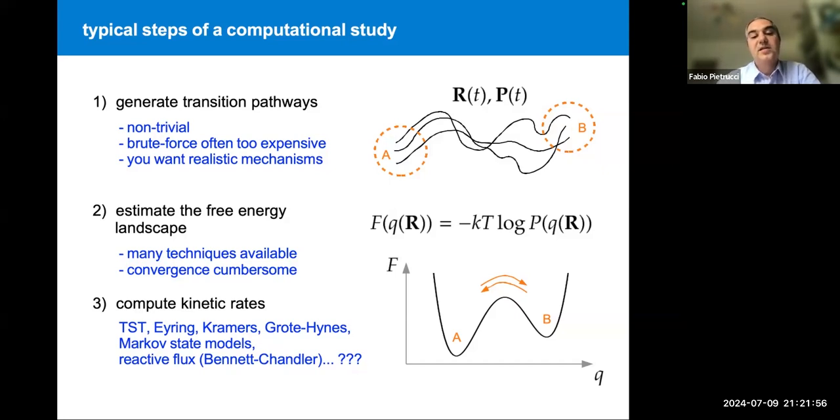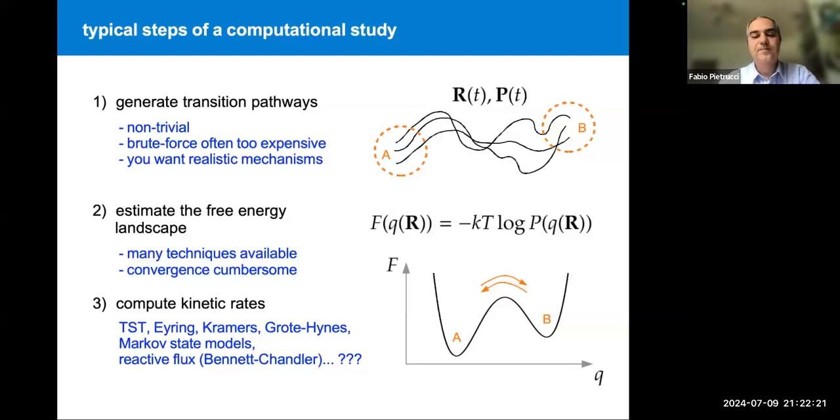This is non-trivial, as I said, and you can find a mechanism that is wrong. Of course, you can find a mechanism that is irrelevant experimentally. So you don't just want to find one mechanism. You want to find the best or the realistic mechanisms, the most probable ones. So this, if you want, is a science of its own. It's a difficult topic.